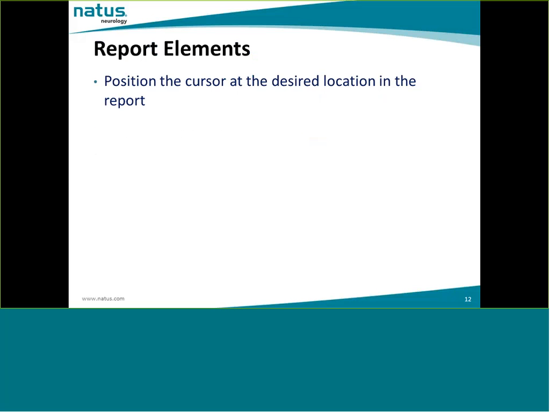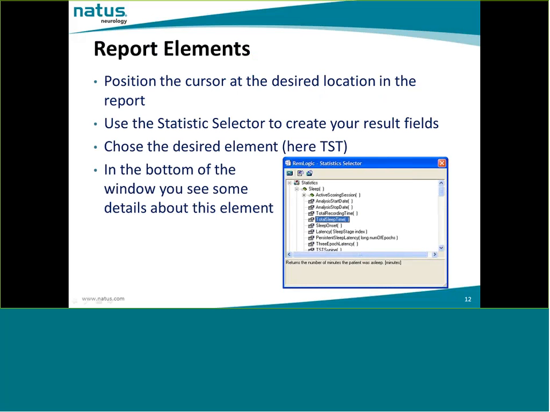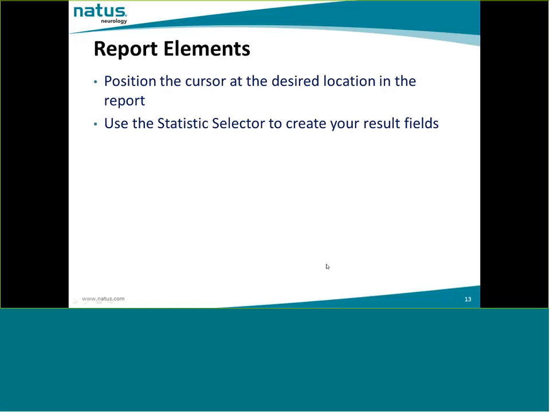So how do we put the elements into the report? First, you have to position the cursor at the desired location in the report. And then you use the statistics selector to create your result field. Let's say, for example, when you click on the statistics selector, this window will show up. For example, you choose the total sleep time, and below that, you see the details about this desired element.